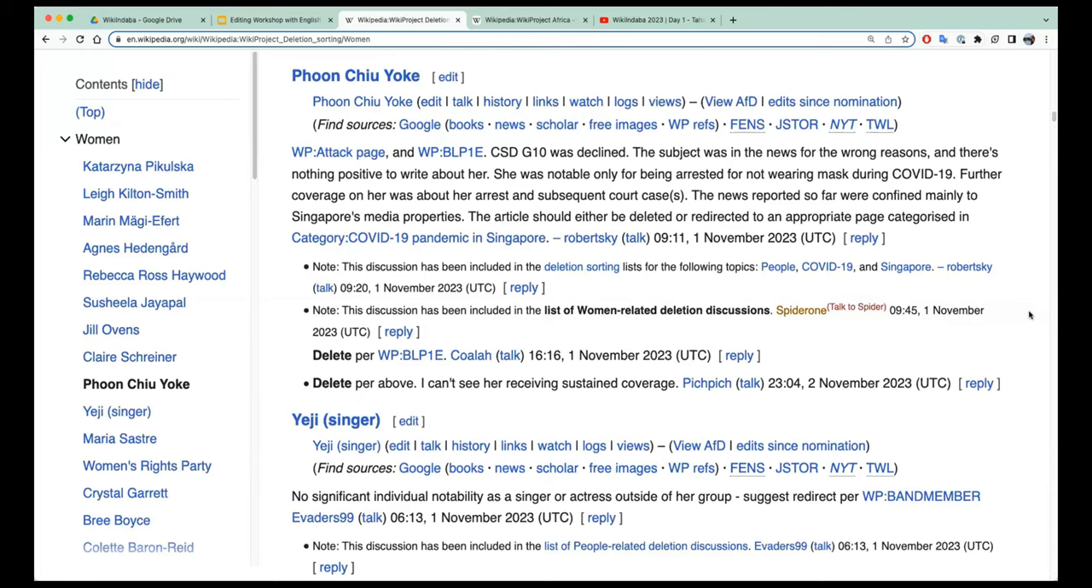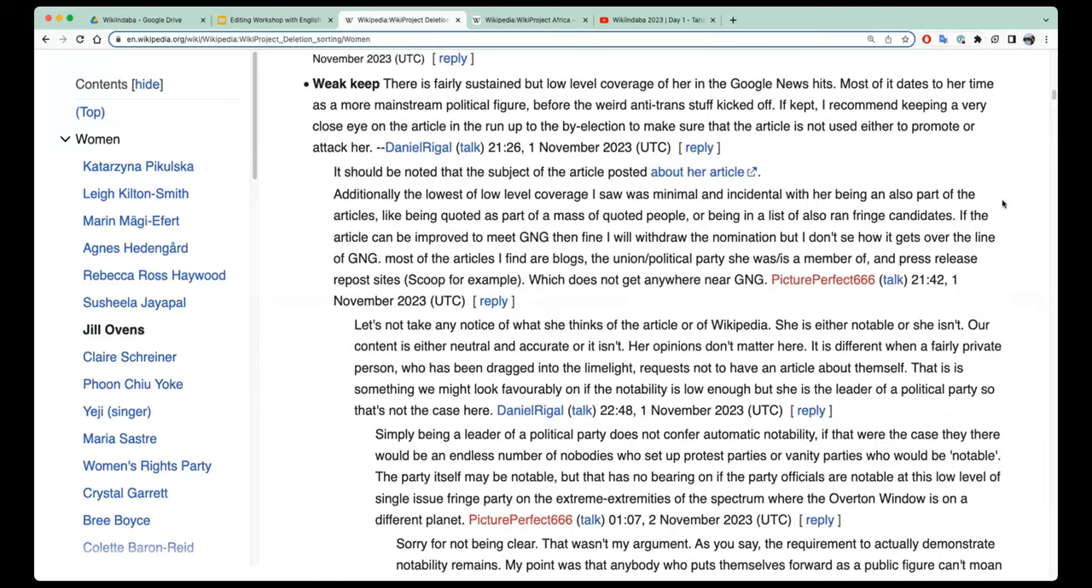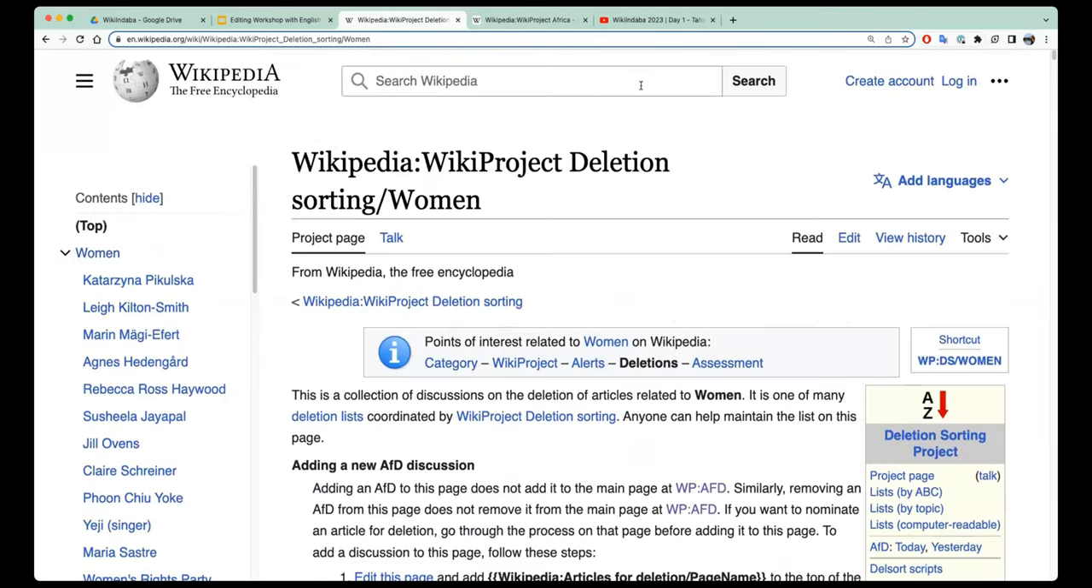Gadget. There you go. Gadget. Yeah. Maybe we should have a class on the difference between gadgets and tools and scripts and such, but that would be a very, very long workshop.